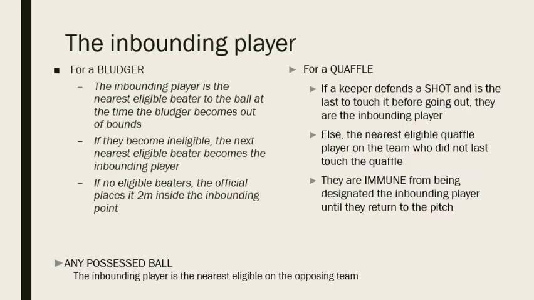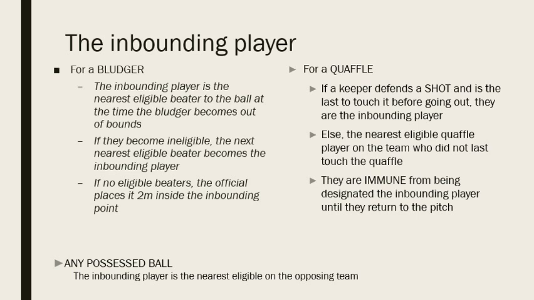But which person? Well, all right, so for bludgers, this is what it's always been. The inbounding player is the nearest eligible beater. So it doesn't matter who threw the ball. It doesn't matter who it deflects off. It doesn't matter if it beat someone on the way through. The nearest eligible beater at the time the bludger becomes out is the inbounding player.